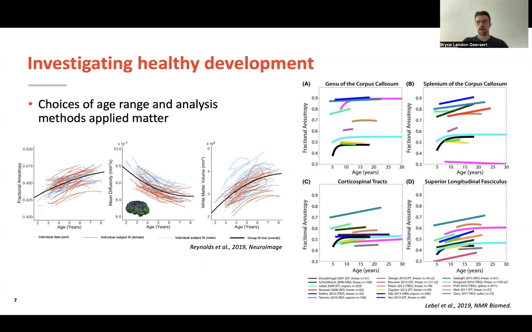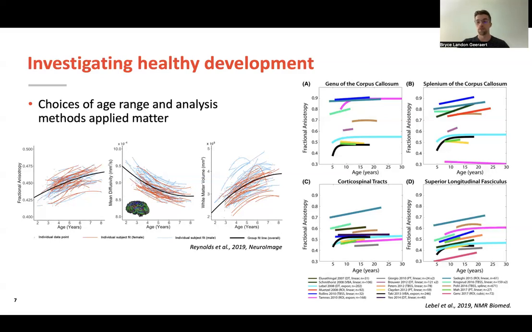One little thing I can pull away to mention here is that methods that focus on investigating just the central portion of a tract, the region that's most likely to be part of the tract, tend to report higher FA values or lower MD values than whole tract approaches like what I'm focusing on, because the whole tract focus also includes voxels at the outside of the tract where partial volume effects may be present with CSF or gray matter or what have you, and generally you see lower values reported for whole tract approaches.